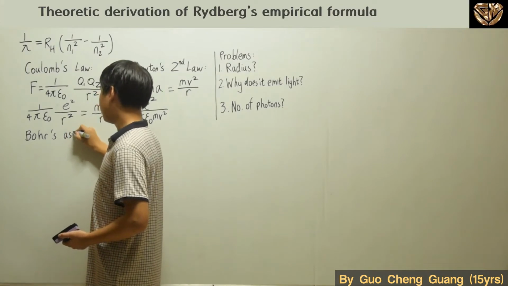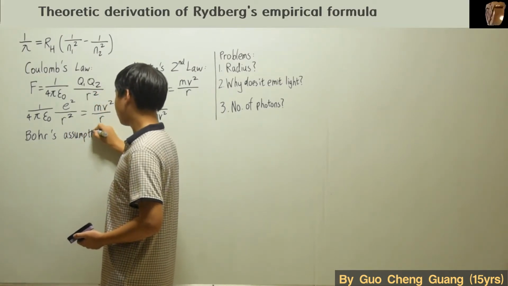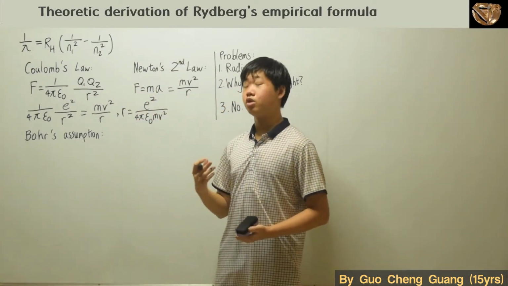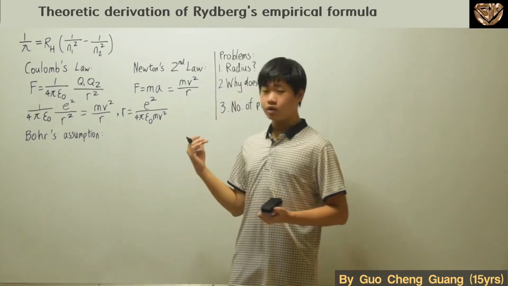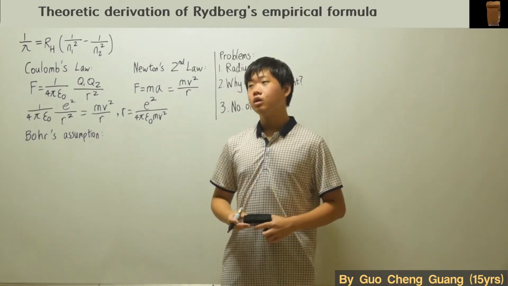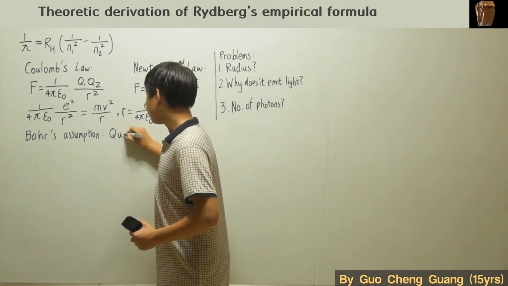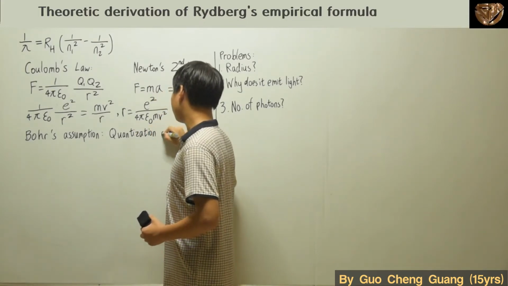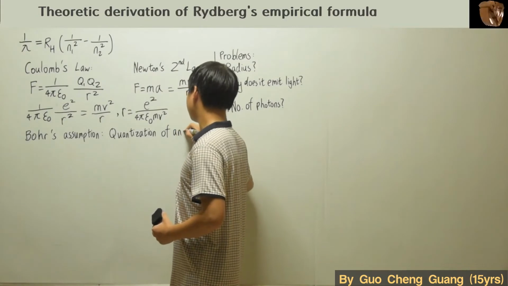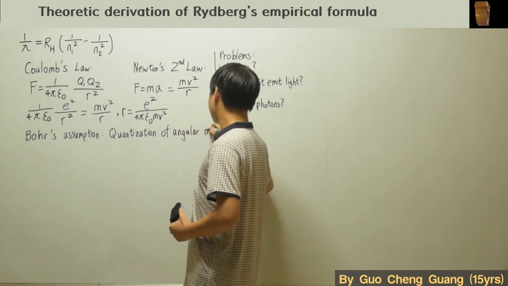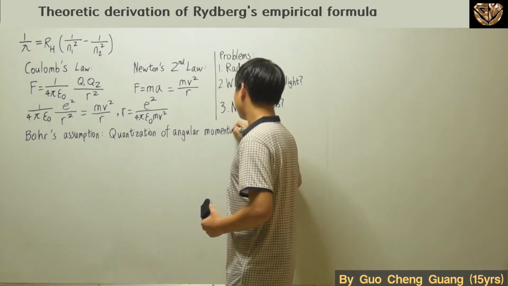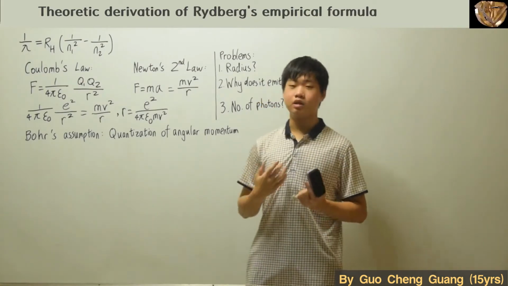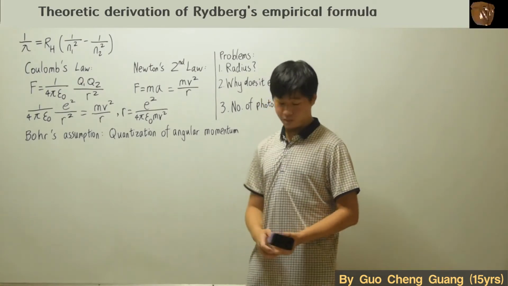So starting off with Bohr, we would have his assumption. What is so special about his assumption? If you can recall what I talked about earlier, something about quantum, okay? So this would be a quantization of angular momentum. You might be wondering, wait, how does angular momentum come into play here? You might be very confused at first.